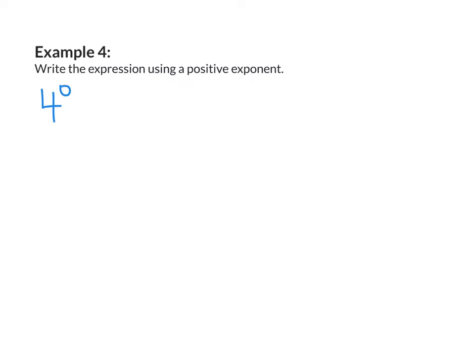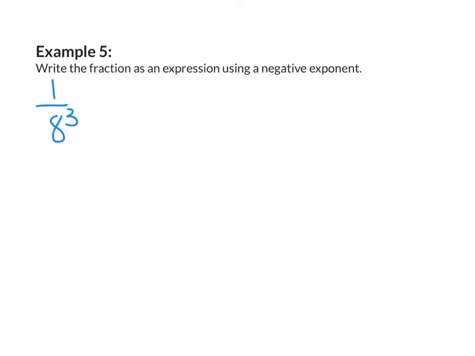Example 4. Write the expression using a positive exponent. 4 to the power of 0. Anything to the power of 0 will give me 1. Example 5. Write the fraction as an expression using a negative exponent. So right now my exponent is positive. In order to make it negative, I need to move it to the numerator. So my answer would be 8 to the negative 3.